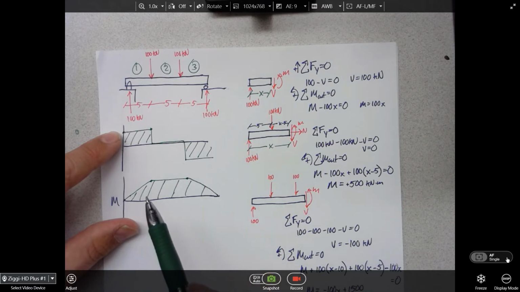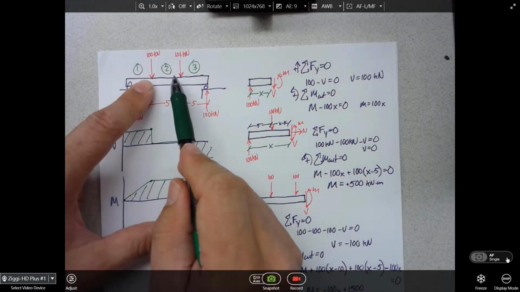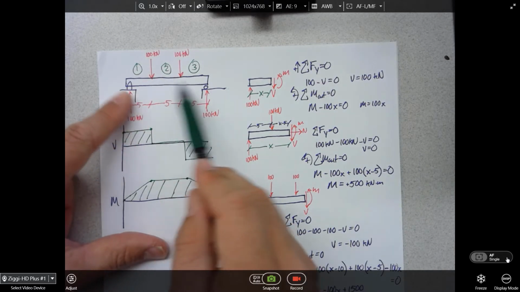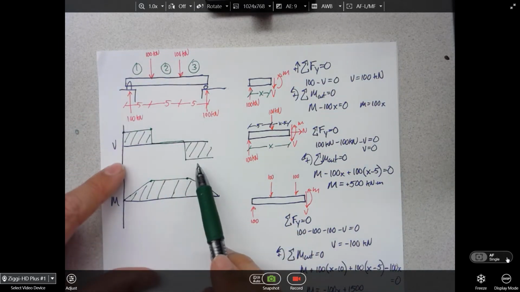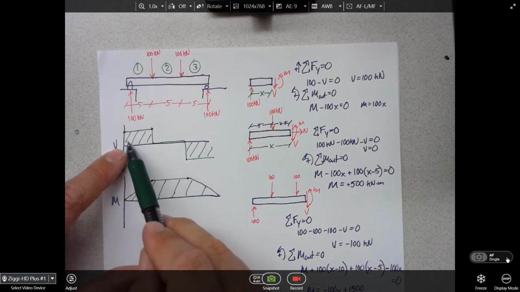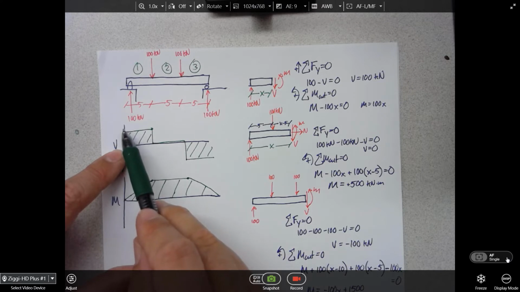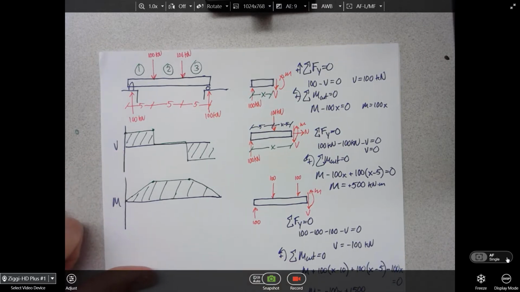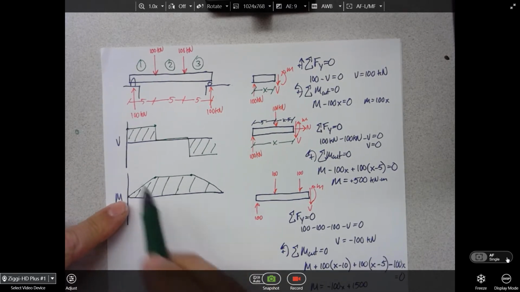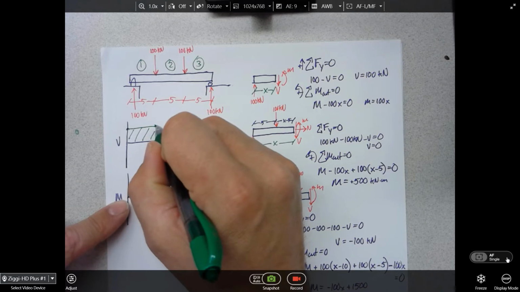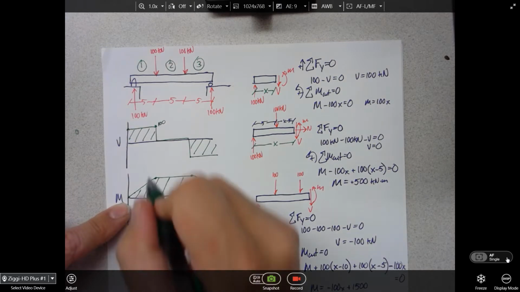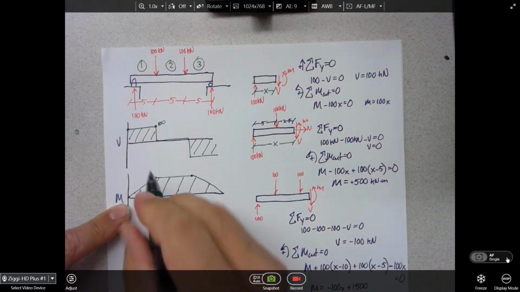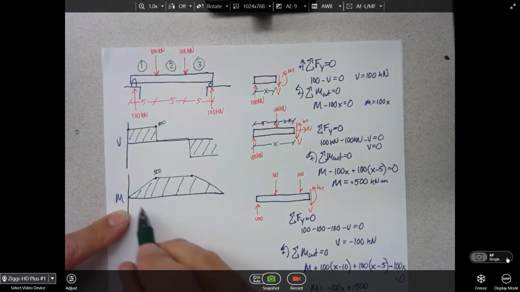Stays the same till I hit another load, jumps in the direction of the load, stays the same, jumps back up. Okay? So when you have a point load or a reaction in your loading diagram, that causes the shear diagram to jump in the same direction. Okay? So my shear diagram is going to jump up 100, stays the same, jumps down. Okay? Now how about the moment diagram? What's the value of the shear diagram right here? 100.